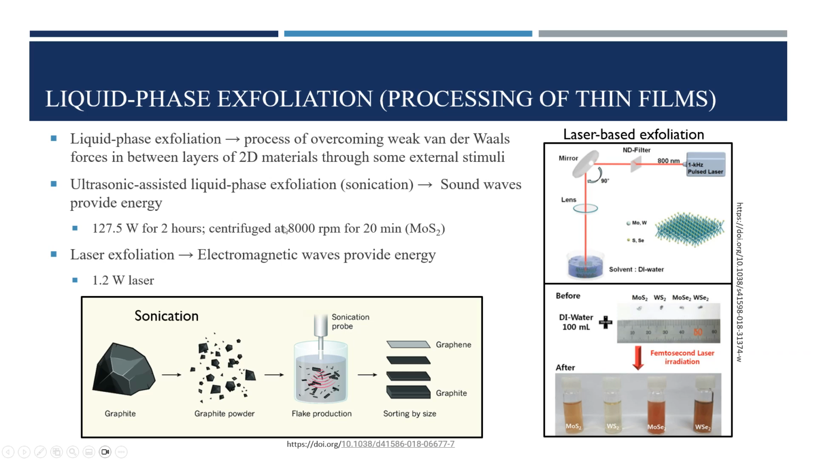And so we will be looking at one paper which analyzes molybdenum disulfide, and then using this sonication to separate the bulk into thin films. And right here, even though you use graphite, the paper itself that we're looking at is on molybdenum disulfide, which is a TMD. And so the parameters for this are 127.5 watts for 2 hours. And then it is centrifuged at 8,000 rotations per minute for 20 minutes.